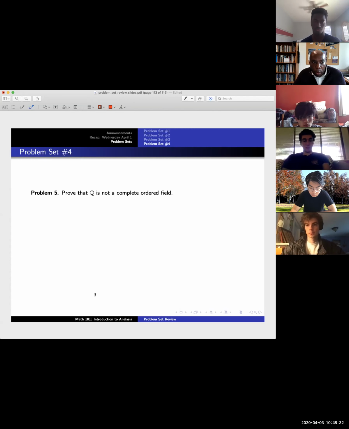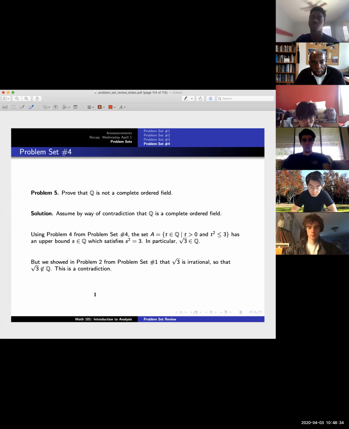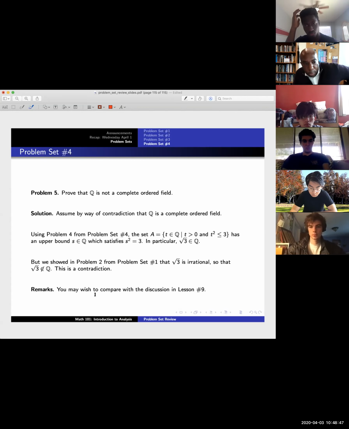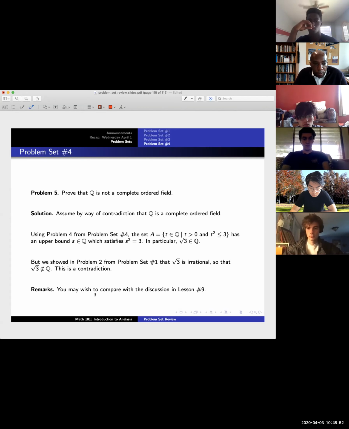This whole thing here about whether Q is a complete ordered field, we've done this in class several times, but the point is that the square root of 3 is irrational. It's not in Q, so we already pretty much know this. So I think that should be all of the problems from problem sets 1 through 4.